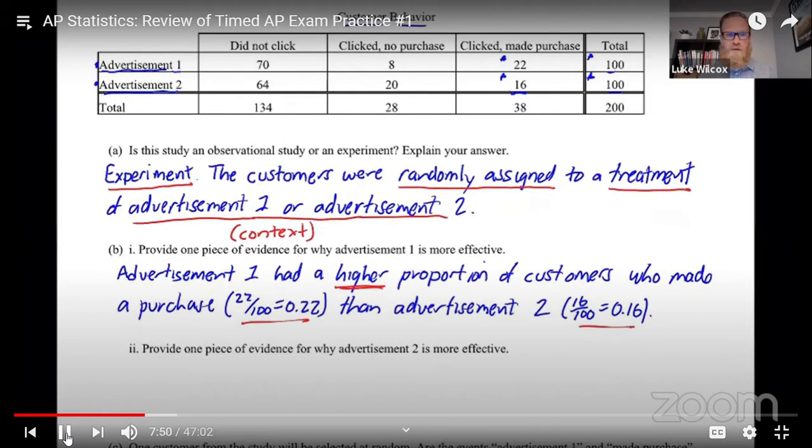Okay, let's take a look at the next part, which says, provide one piece of evidence for why advertisement 2 is more effective. So now we need to try and think about why advertisement 2 is more effective. Well, we want customers to make a purchase, but we also want customers to click, right? Whether or not they make a purchase.